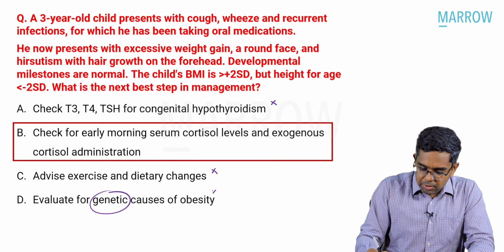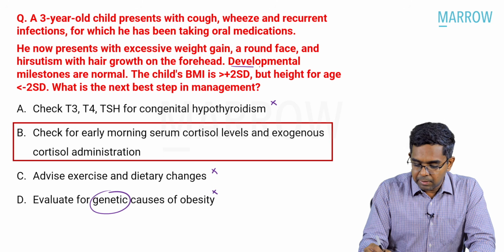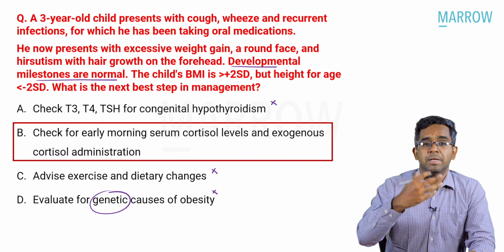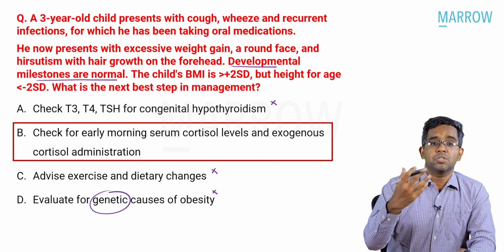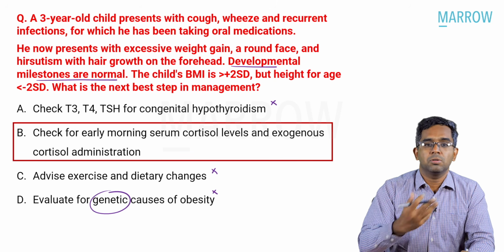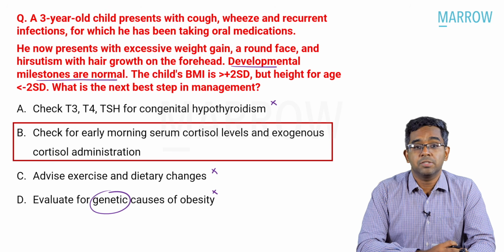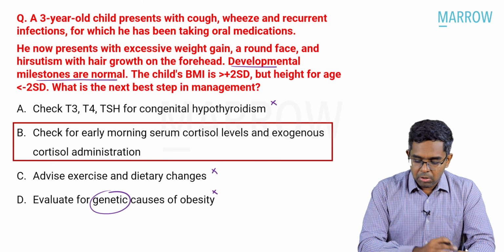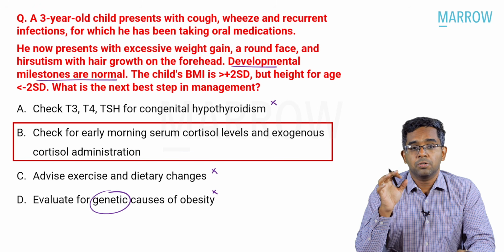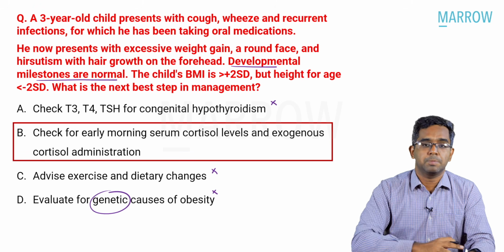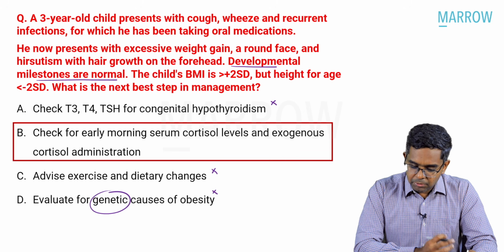See, if it was a genetic disorder, I don't expect the developmental milestones to be normal in this child, right? So very simple, right? There can be developmental delay. They would have given the history, like intellectual disability can be there. All those things were not given in the question. So very clearly it is not evaluation for genetic cause, right? That is also wrong. So the clear option for this question is option B only, because we are suspecting Cushing syndrome in this particular child. Moving on to the next question.